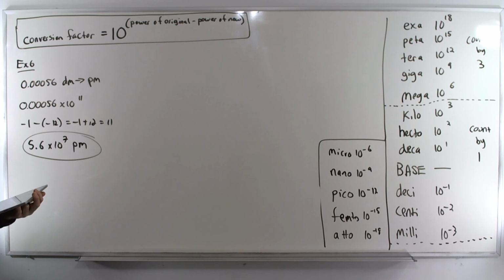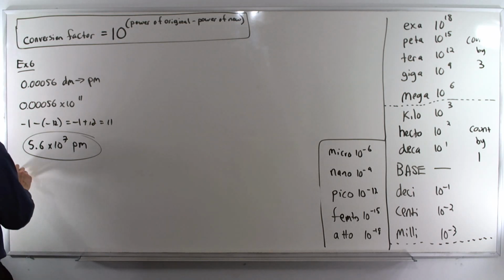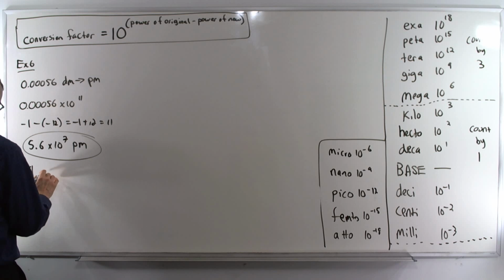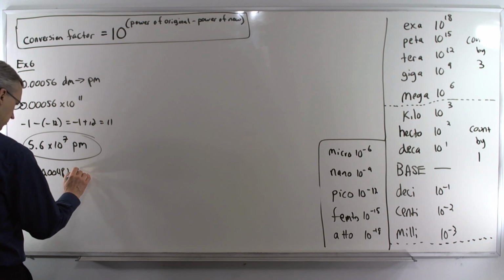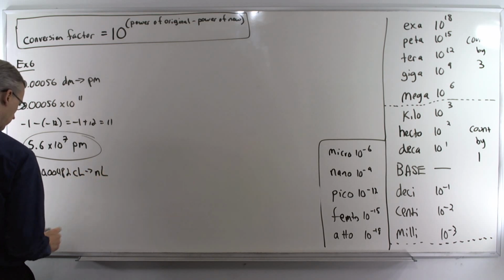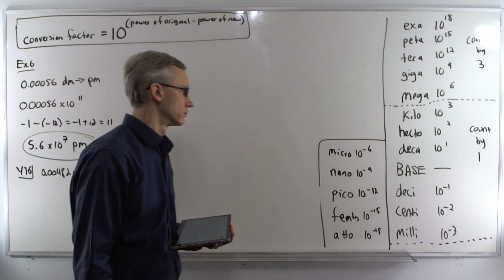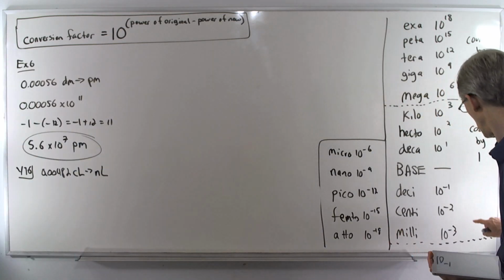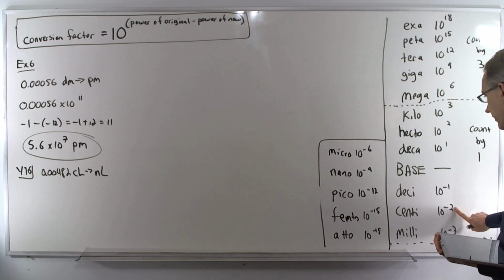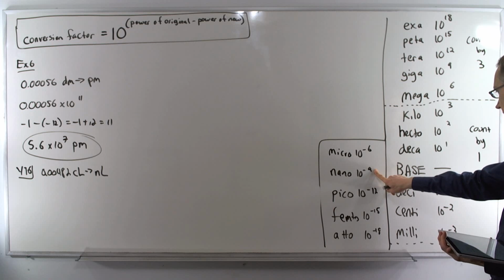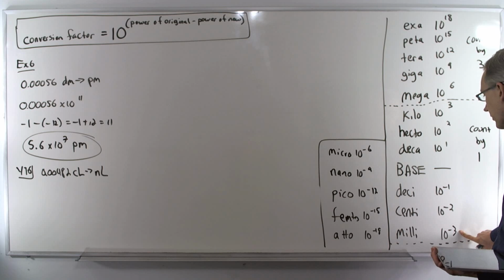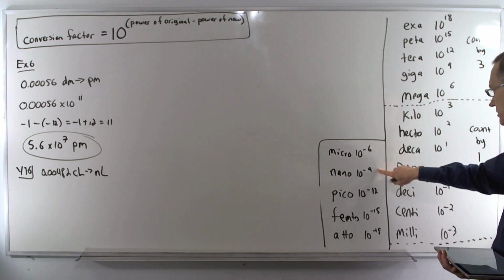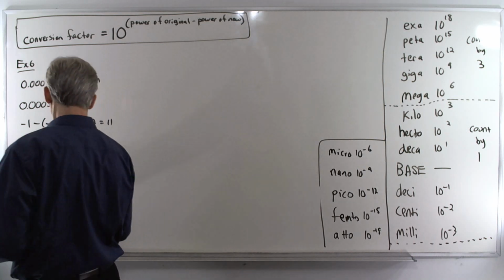Your turn, number 6. Change 0.00482 centiliters to nanoliters. We've got centi and nano. Negative 2 minus negative 9 is negative 2 plus 9, or 7. So 7 should be our multiplier. It's confirmed by counting. So we go down 1 here. Now we're going by 3s, so that'll be 4, 7. So positive 7 on the exponent.